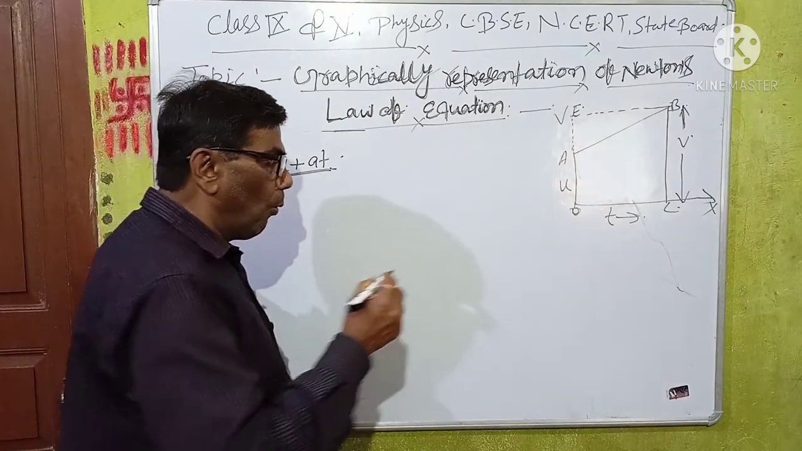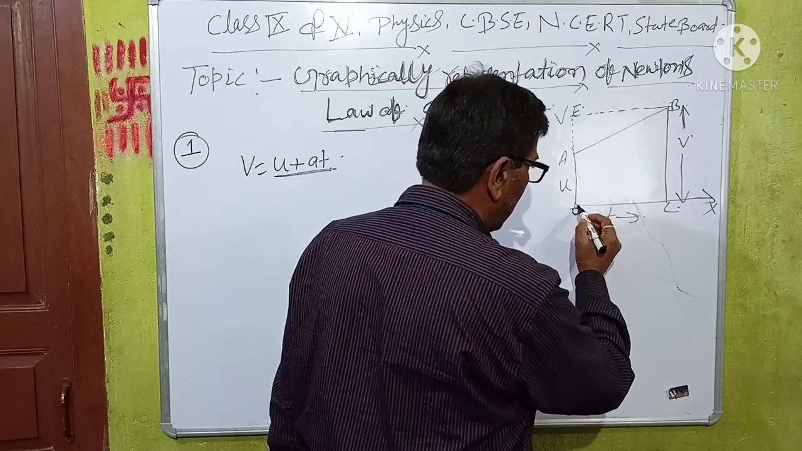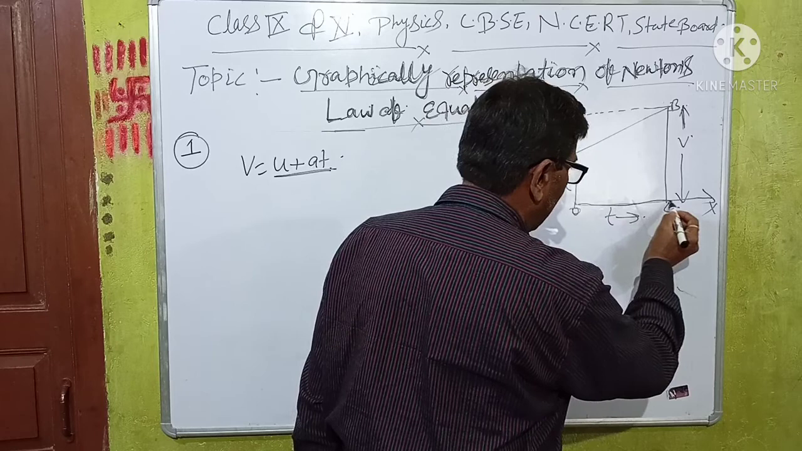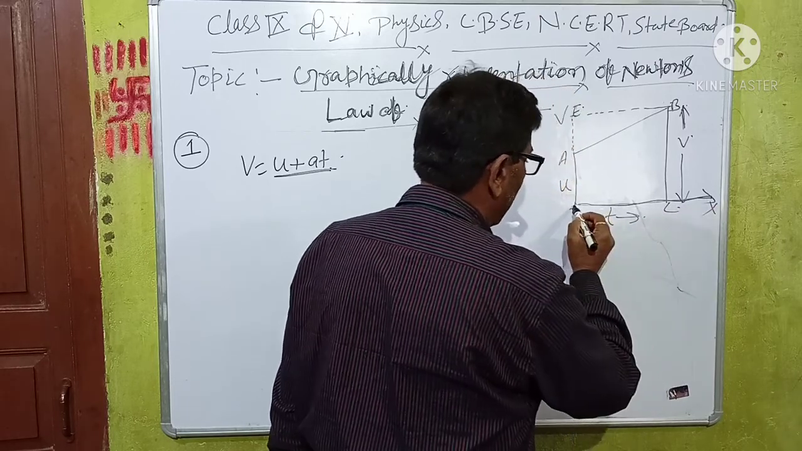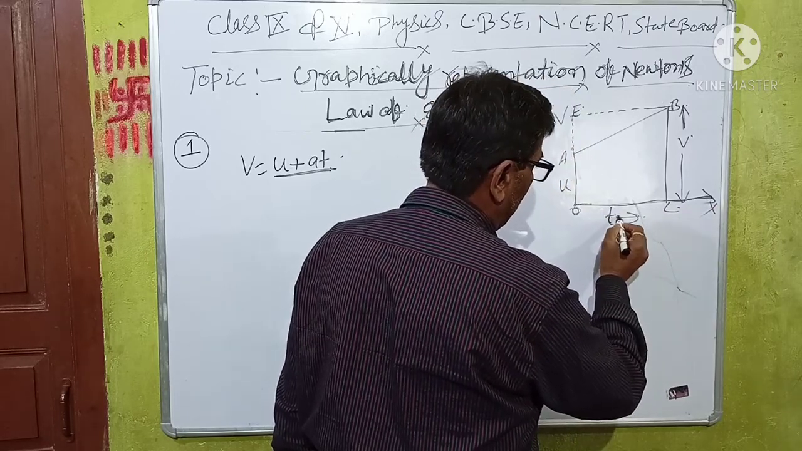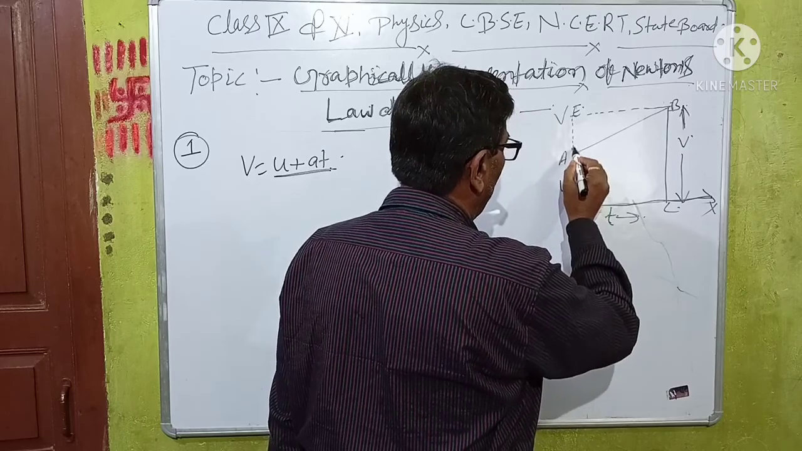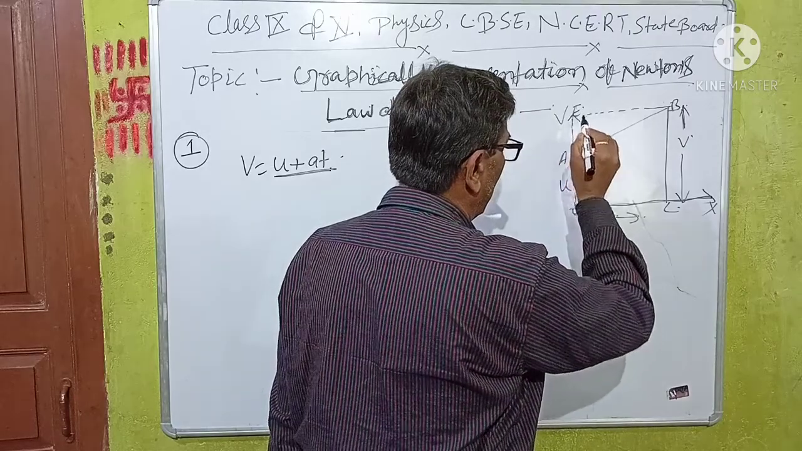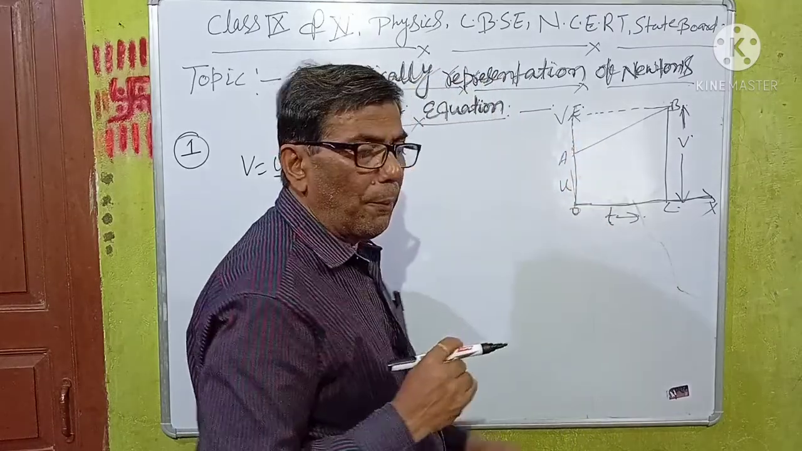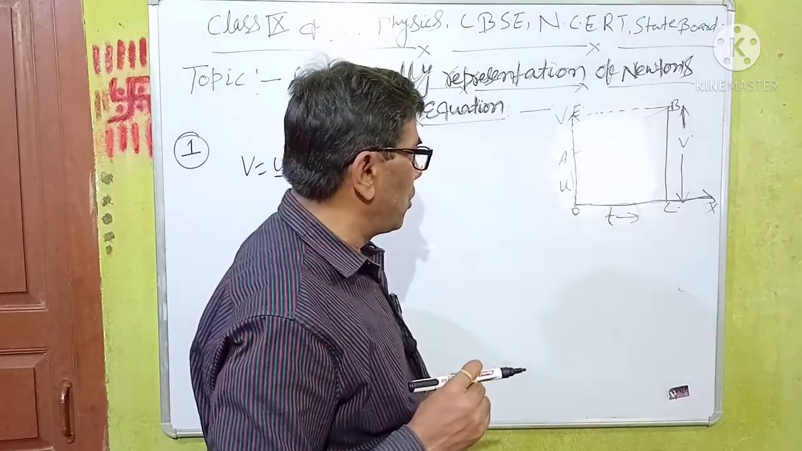Here OX is the horizontal axis. It represents the time axis. OY, which is a vertical axis, represents the velocity or speed axis.